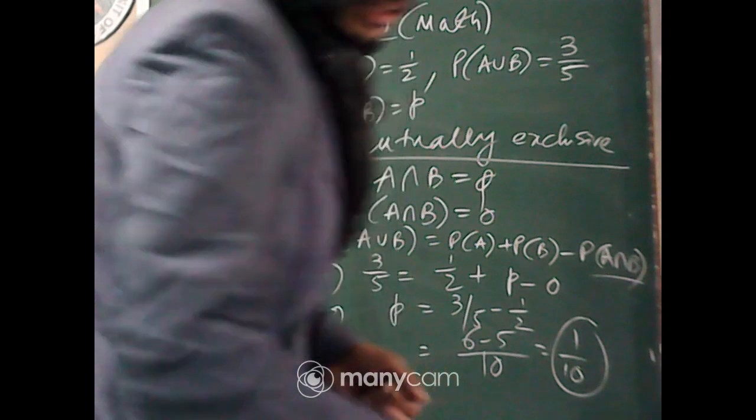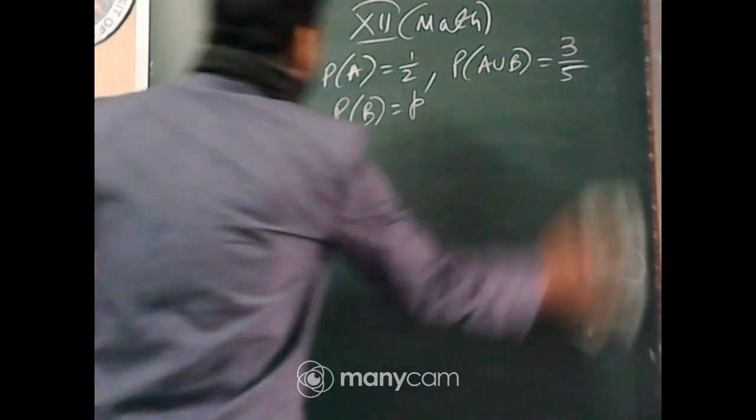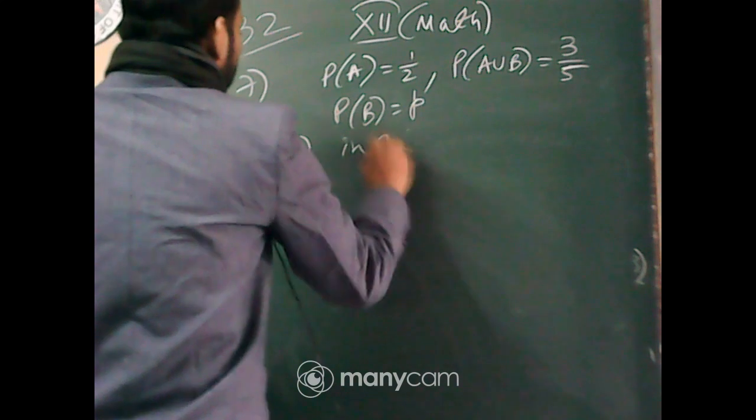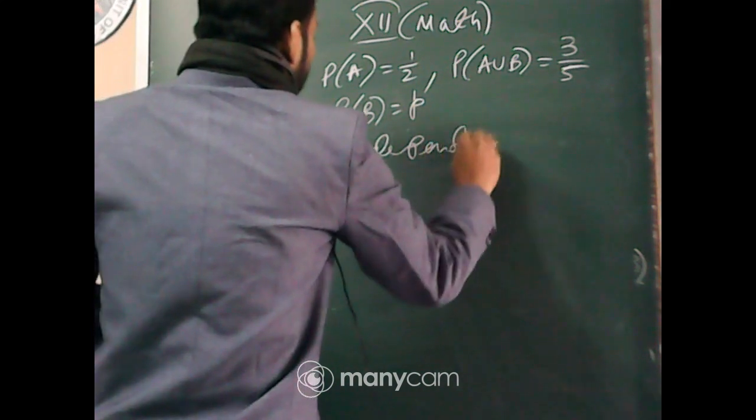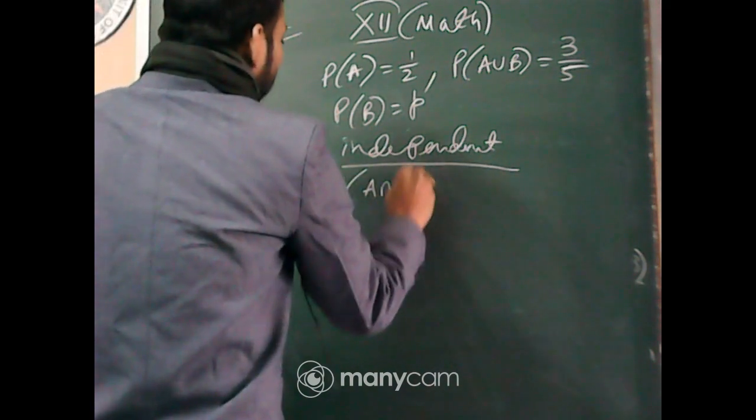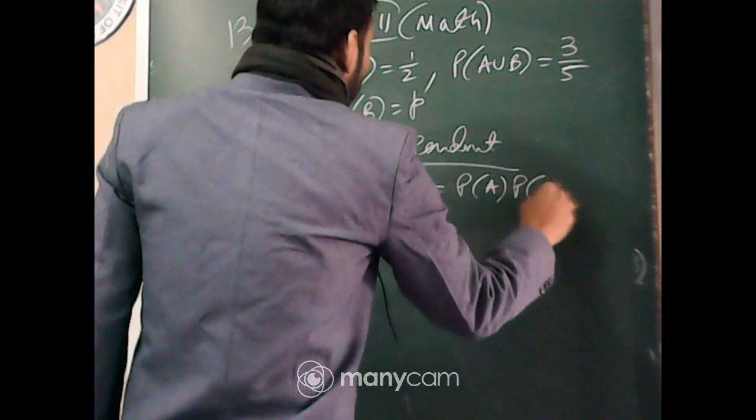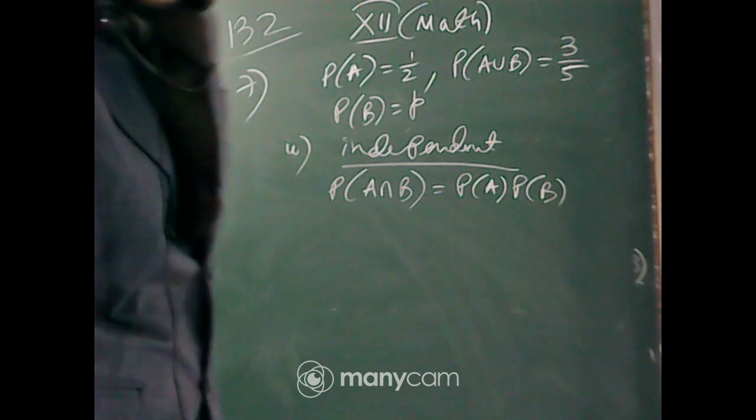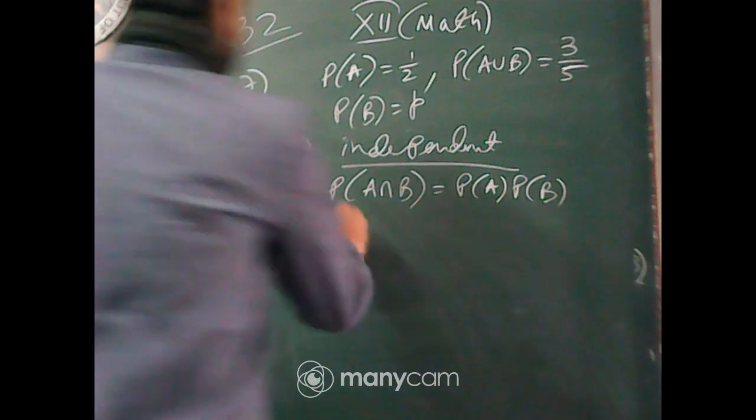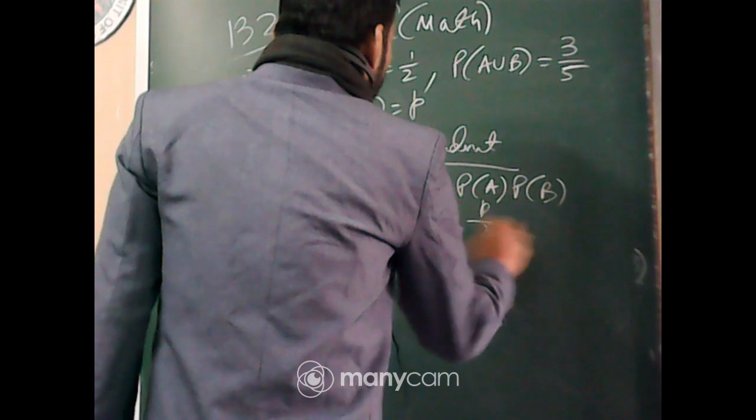Now the second portion, independent. I am erasing this portion. They are independent. That means P of A intersection B means P of A into P of B, isn't it? That means it will give you 1 by 2 into P, so that is P by 2.